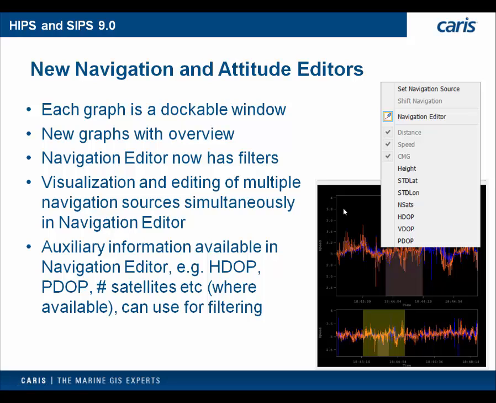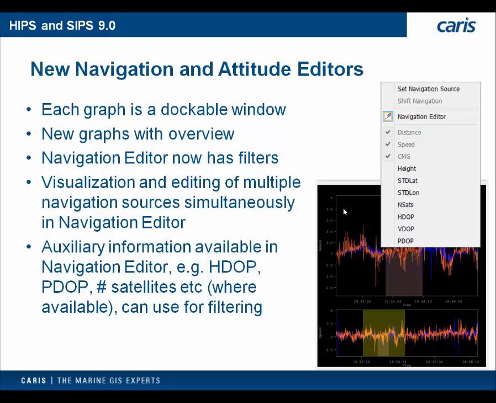Now, to work with the new multi-sensor support, we also redesigned the navigation editor. Each time series graph is now its own dockable window, and you can turn each graph on and off independently. Each graph also includes an overview of the whole time series. With a time slice tool, you can navigate and narrow or expand how much data you're looking at. It also makes finding outliers really easy. Another benefit of the direct reading is we can hook into information we couldn't before.